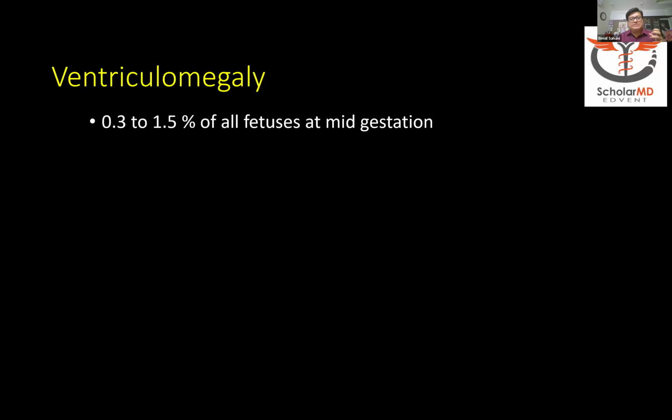Now, ventriculomegaly as such is something which is quite commonly seen. It is seen in 0.3 to 1.5% of all fetuses at mid-gestation. It's the most common abnormal fetal cerebral finding that you would see. So anybody who has been doing ultrasound for maybe even 6 months or 1 year, if you look at the cerebral findings they see, you will find that the most common cerebral finding is ventriculomegaly.